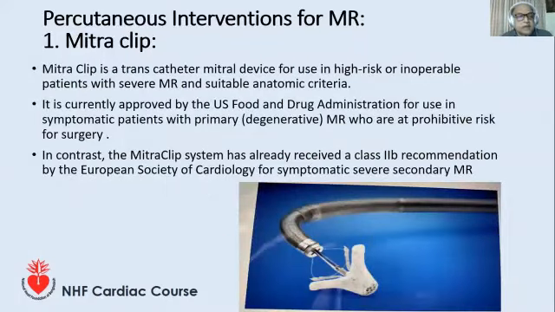Another issue is percutaneous intervention for mitral valve regurgitation. Sometimes we can use the mitral valve clip. The mitral valve clip is a transcatheter mitral valve device for use in high-risk inoperable patients with severe mitral regurgitation and suitable anatomic criteria. It is currently approved by the US FDA for use in symptomatic patients with primary, that is degenerative, MR who are prohibitive for surgery. In contrast, the mitral clip system has received a class 2B recommendation by the ESC guidelines.